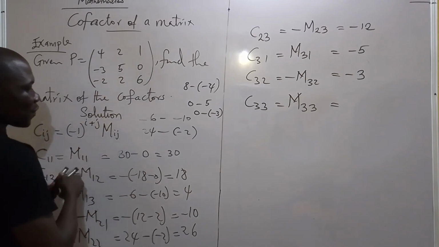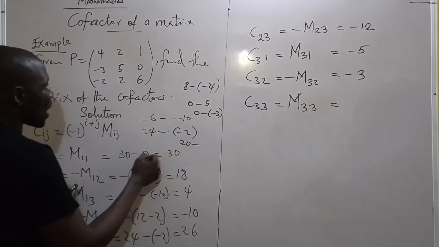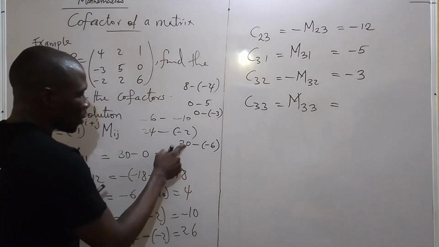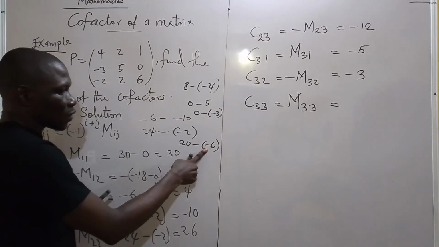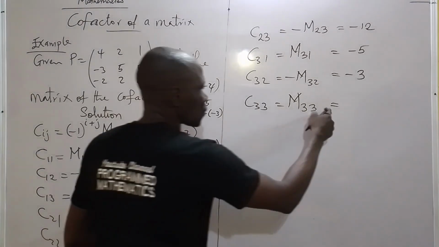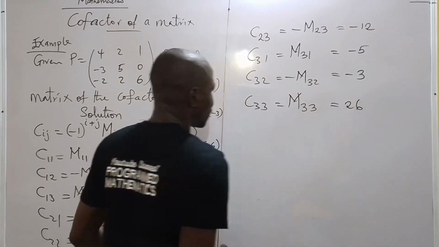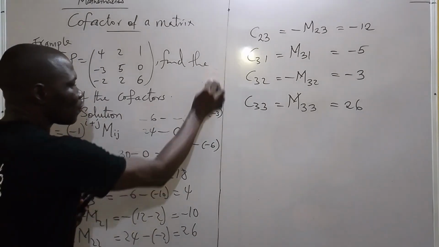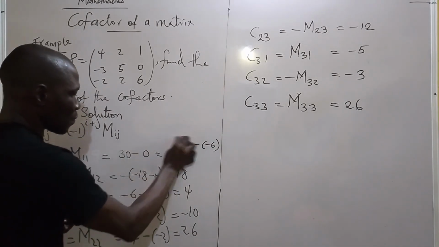4 times 5 is 20. Minus 3 times 2 is minus 6. 20 minus 6 is plus 26. So together here we have plus 26. So now we have obtained the cofactors of each element in this matrix.